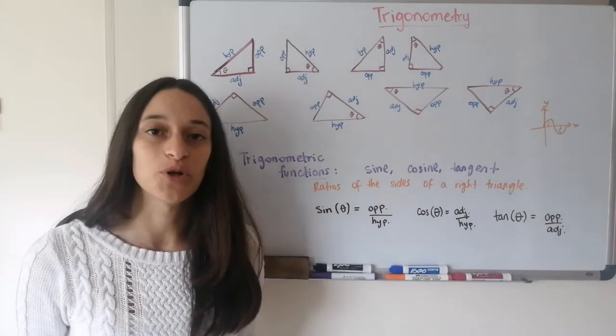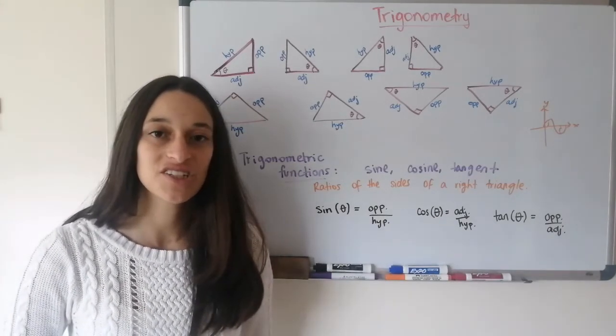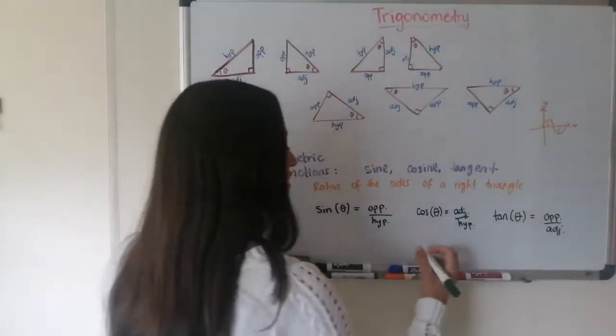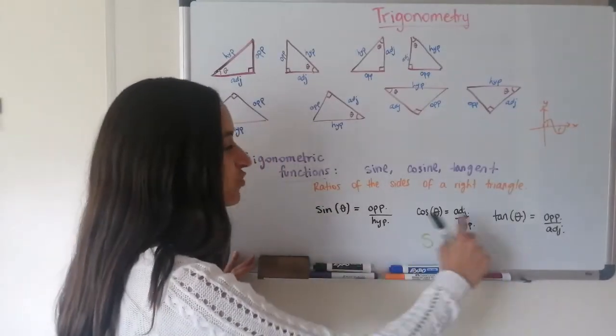So these are the definitions of the 3 trigonometric functions. In order to remember which trigonometric function uses which side, mathematicians came up with a word that helps us remember, and it's Sohcahtoa. So Sohcahtoa is made of the letters of each of these words.